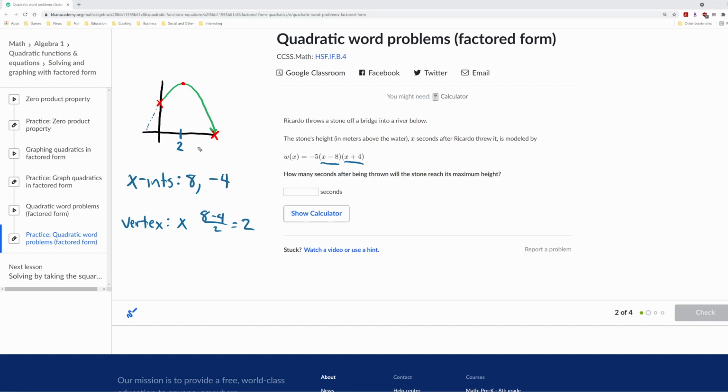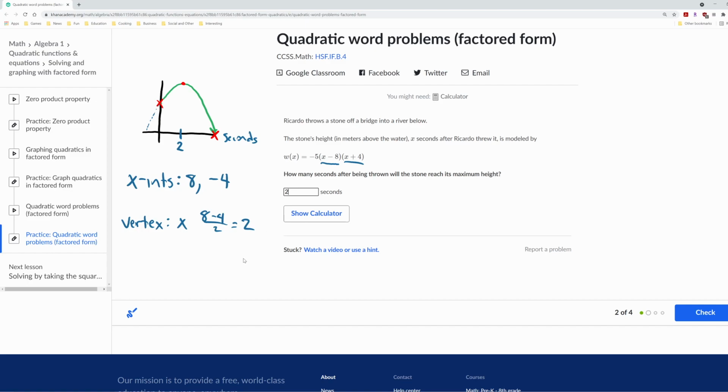Now, in this problem, x is in seconds. Okay, the x-axis is in seconds, and that's not what we... Oh no, it is what we want. How many seconds after being thrown will the stone reach its maximum height? I guess I should really finish reading my problems before I do them. So 2 seconds would be the answer to this question.